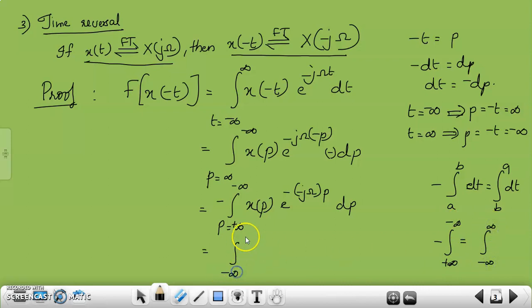Therefore I can write the integral from minus infinity to infinity over p of x of p e raised to minus of minus j omega p dp. So here, if you have minus j omega t, this gives x of j omega. Since you have e raised to minus of minus j omega p, this will be equal to x of minus j omega. So that is the proof of the time reversal property of the Fourier transform. Okay, thank you.